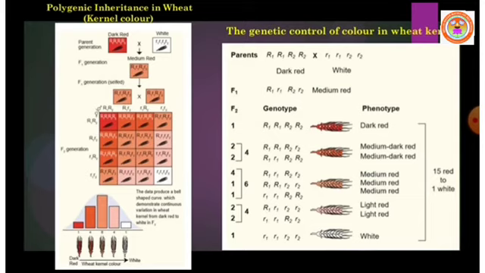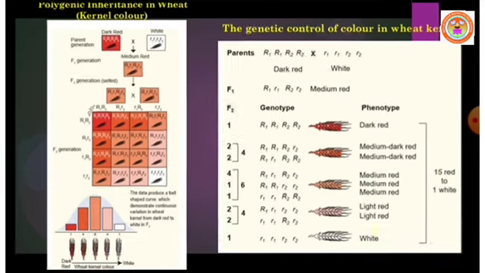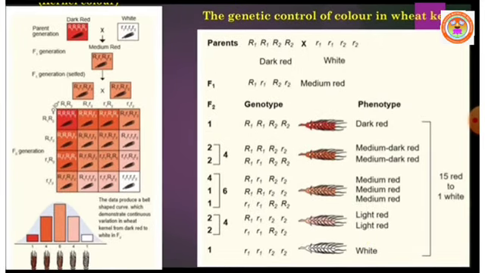In the F2 generation, it appeared as follows. You can see the slide. The genetic control of color in the wheat kernel, F2 generation: dark red 1, medium dark red 4, medium red 6, light red 4, and white 1. The shades of the various red colors together are 15 red and 1 white. Right?